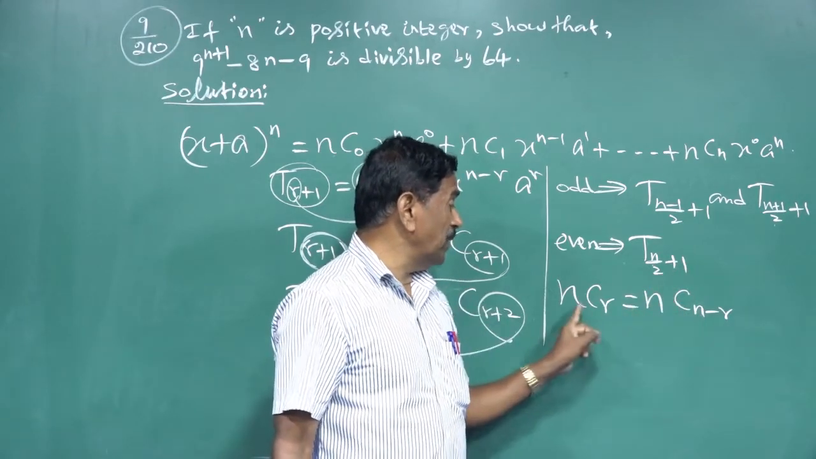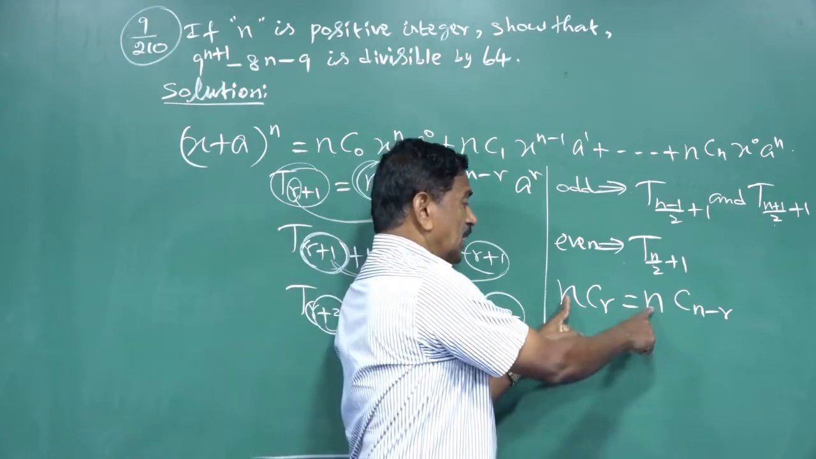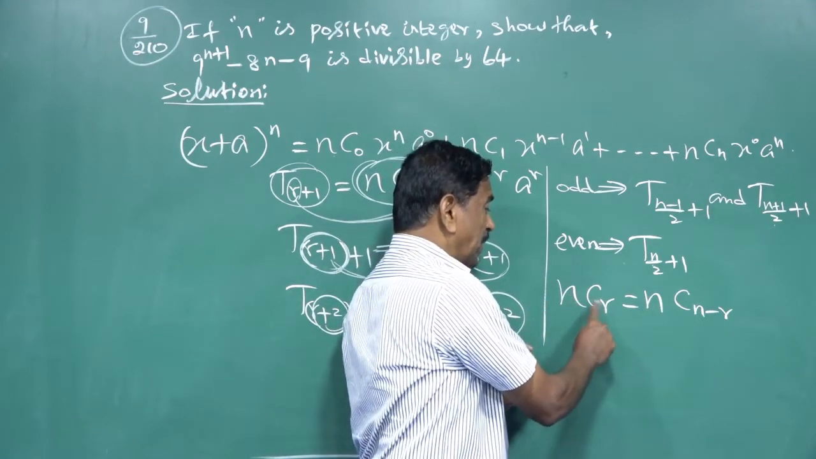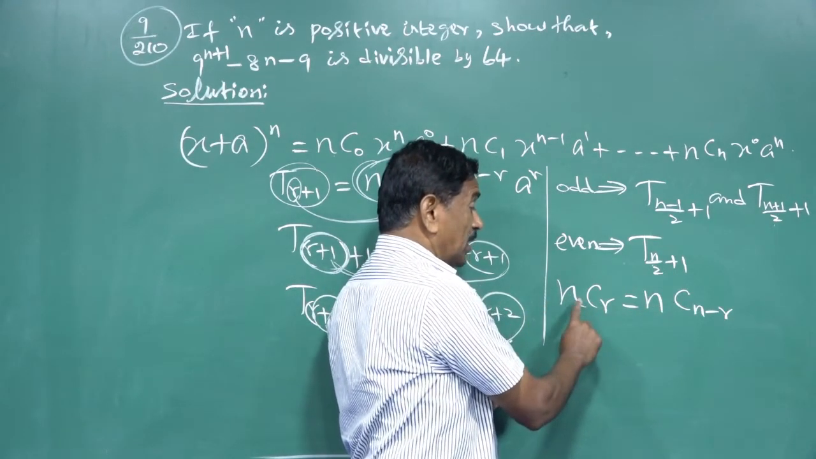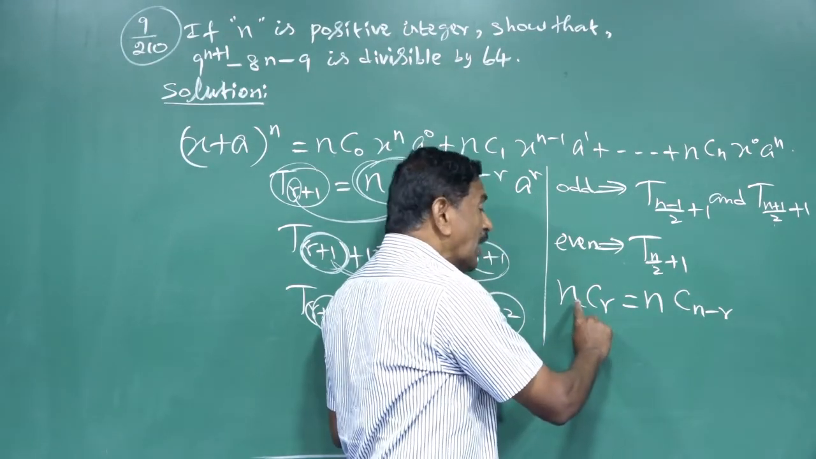So how are we writing it here? First number minus suffix number. Okay, so n is fixed, and the first number minus second number, that is the suffix number. nCr is equal to nC(n minus r).